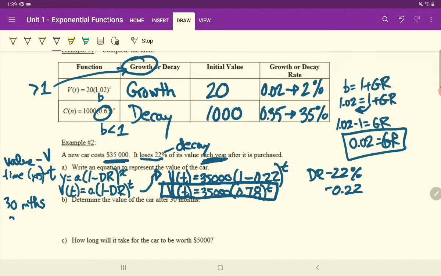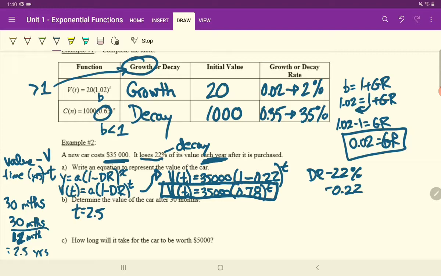Simply do 30 months divided by 1 year, so 12 months. Okay. And so what do you get? 2.5 years, which makes sense. 2 years is 24 months. 30 months would be 2.5 years. So our t then is going to be 2.5.